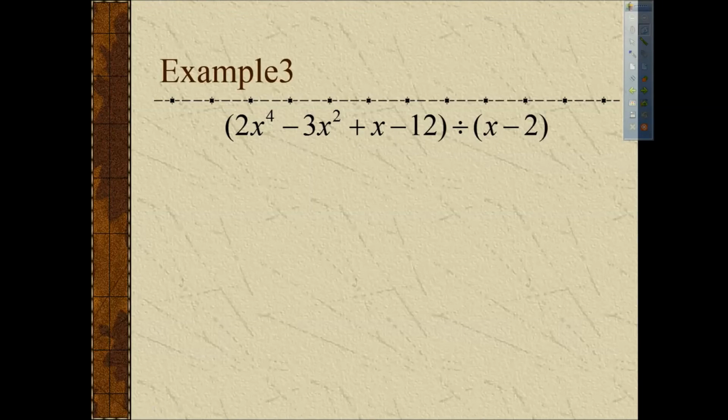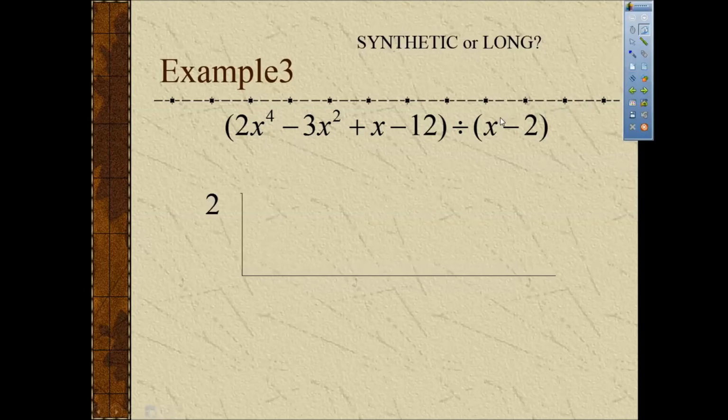For our next example, let's divide 2x to the fourth minus 3x squared plus x minus 12, all divided by x minus 2. So remember, our first question is, can we use synthetic division? Well, the thing we're dividing by is x minus 2. It's x minus a number. So I can put that number outside of my little framework here. Looks like this is well set up for doing synthetic division.